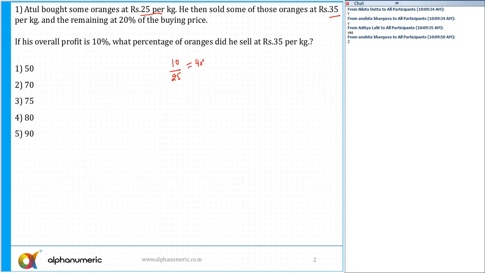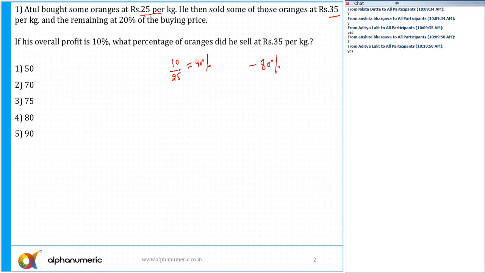Is that part clear to all of you? Please respond, everyone. Okay, 40%. And the remaining is sold at 20% of the buying price. So if the remaining is sold at 20% of the buying price, 20% means there is a loss of 80%. So I can say minus 80%.